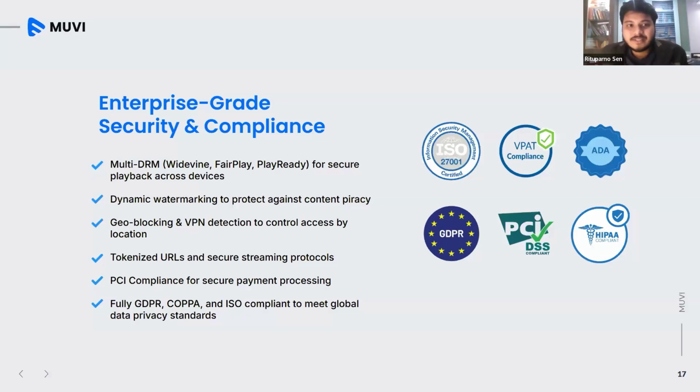And last but never the least, we are nearing the end of our webinar discussion now. So we have this security management across all our TV apps, across Movie One itself. Our enterprise grade security and compliance is something we take really great pride to say the name. We have multi-DRM, we have Widevine, FairPlay, PlayReady for secure playback across devices. We have dynamic watermarking to protect against content piracy. I had already covered that. Then we support geo-blocking, VPN detection to control access by location.